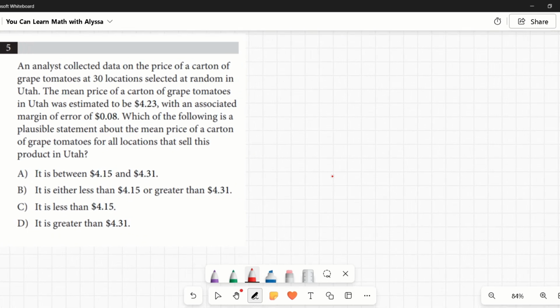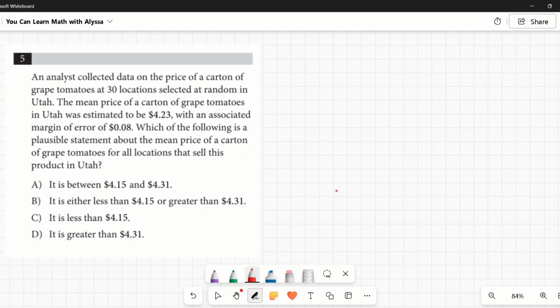Number 5. An analyst collected data on the price of a carton of grape tomatoes at 30 locations selected at random in Utah. Man, they always love giving you these details that really don't matter. The mean price of a carton of grape tomatoes in Utah was estimated to be $4.23. Okay, there's our first piece of really relevant information.